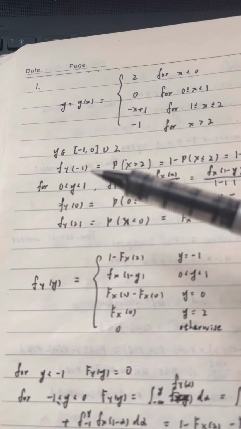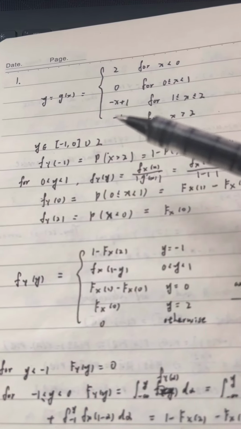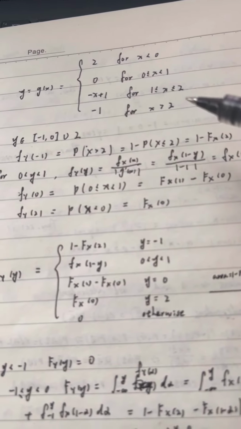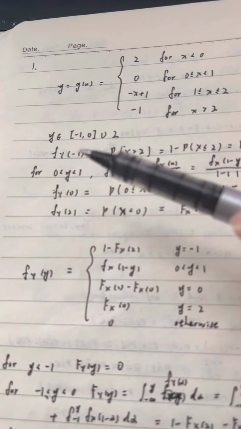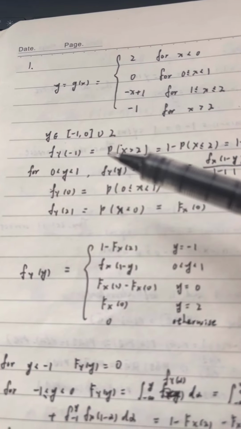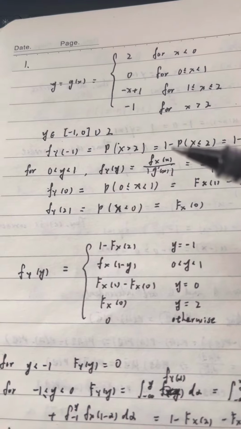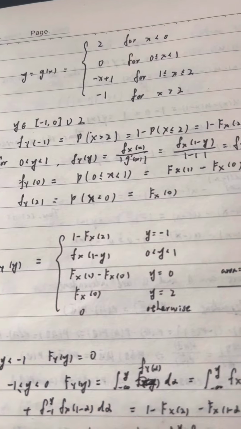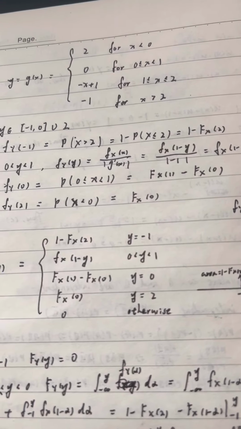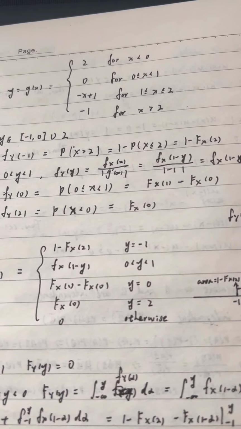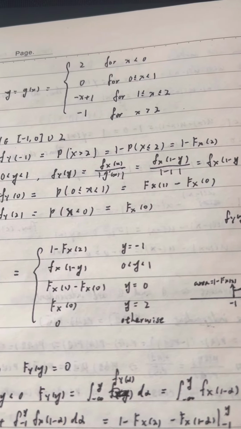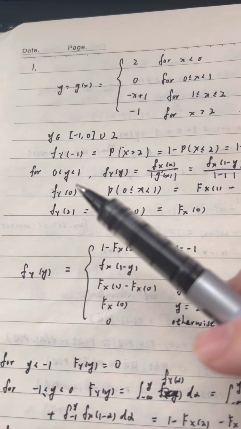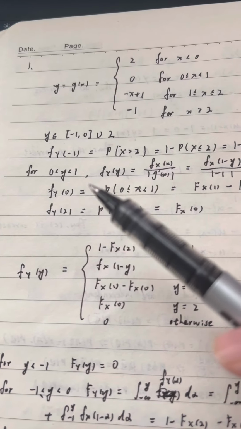So the density function when y equals -1, apparently, y equals -1 when x is larger than 2. So f_Y(-1) equals the probability of x larger than 2. So it equals 1 minus the probability of x less than or equal to 2, and it is equal to 1 minus the distribution function of x at 2.